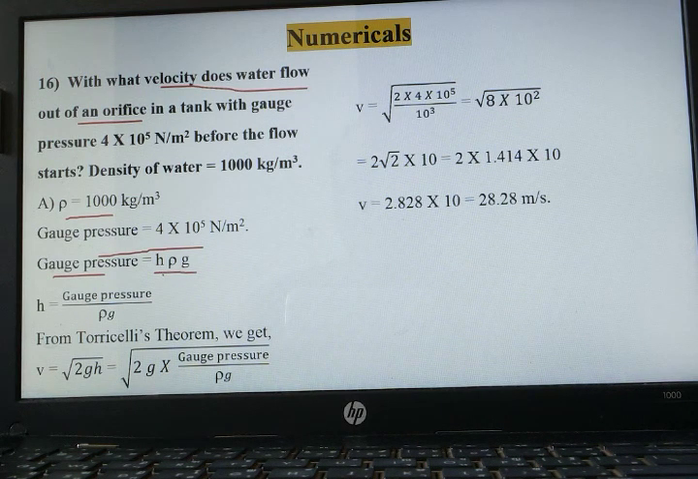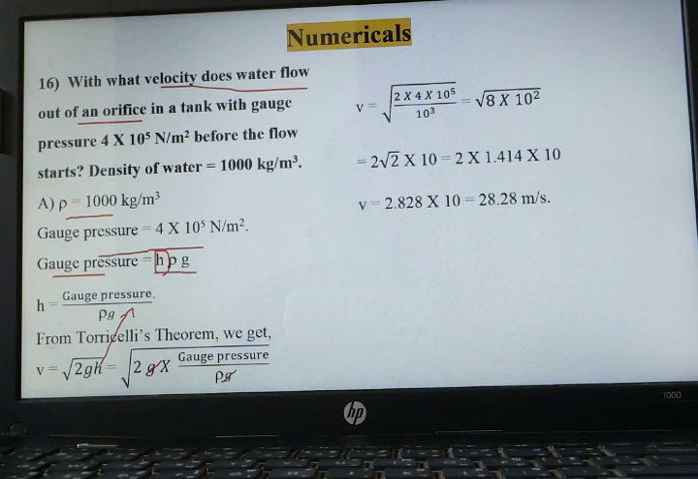First of all, we have to find the equation of H. From this formula we can take rho G in the denominator, so H is equal to gauge pressure upon rho G. Now from Torricelli's theorem, for an orifice we have the formula V is equal to under root 2 GH. In place of H we substitute gauge pressure upon rho G. This G and this G will get cancelled. So ultimately it will be under root 2 into gauge pressure upon rho.